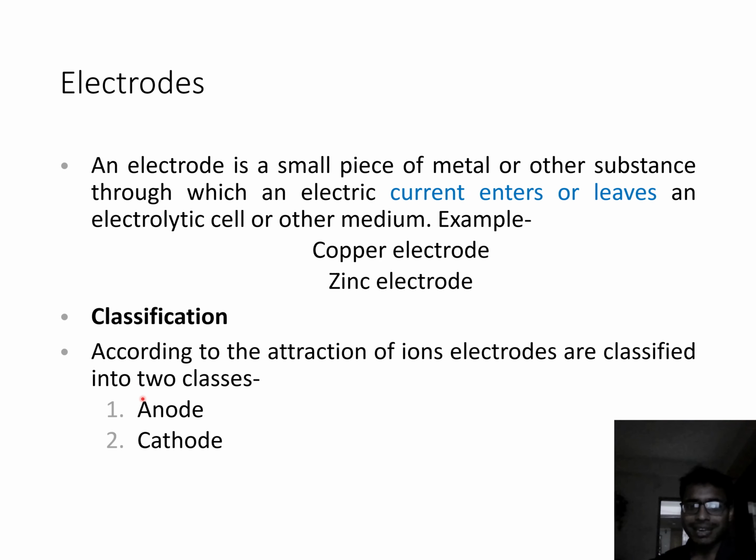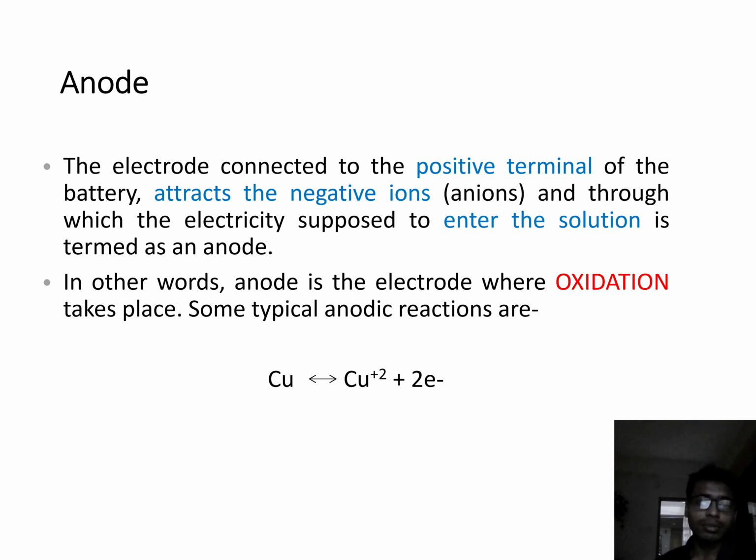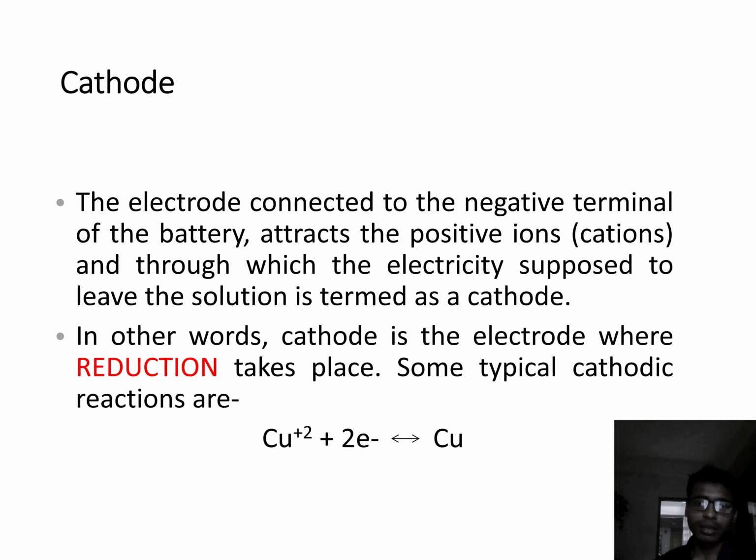So it can be of two types, like anode and cathode. Anode: the electrode connected to the positive terminal of the battery attracts the negative ions, and through which the electricity is supposed to enter the solution, is termed as anode. So anode is positively charged. In other words, anode is the electrode where oxidation takes place. And cathode is just opposite to anode, because here reduction takes place and cathode is negatively charged.